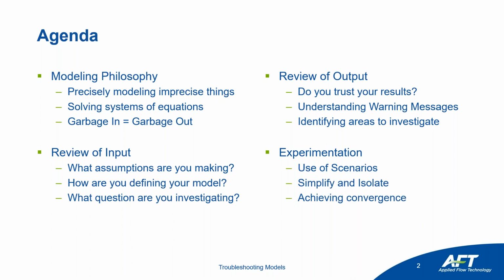Once we've identified those areas, how can we experiment within the software to try to isolate those issues and then ultimately try to rectify them? Again, trying to make those trustworthy results that we can make those engineering decisions from. So we'll look at how we can use different scenarios and some scenario-specific tools to do that, how we can simplify our model and try to isolate different areas. And then finally, we'll look at trying to achieve convergence through some different methods.